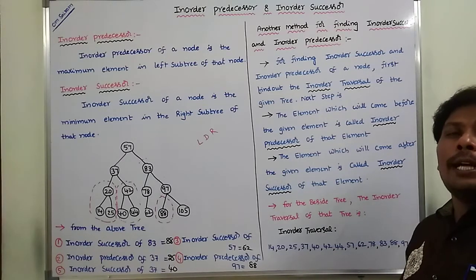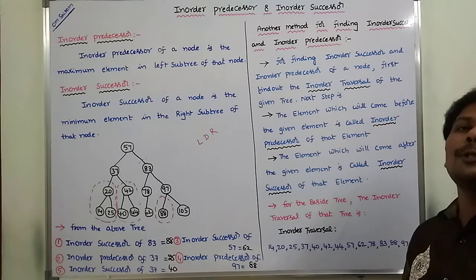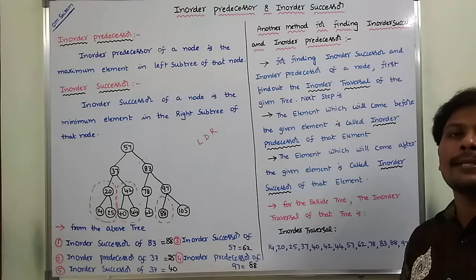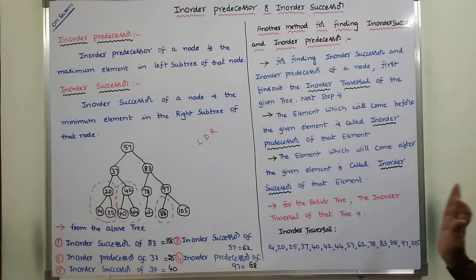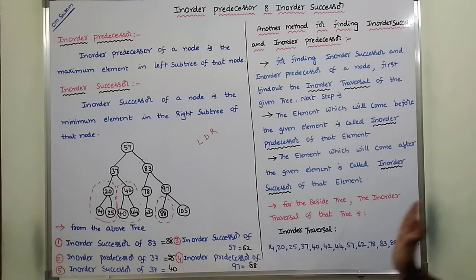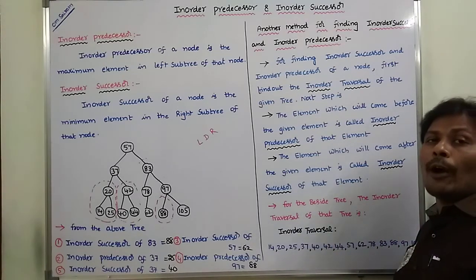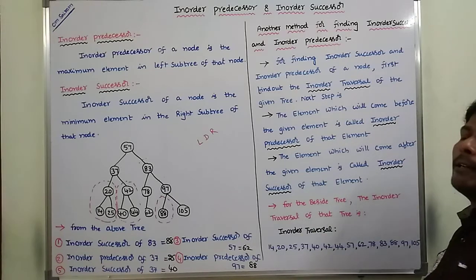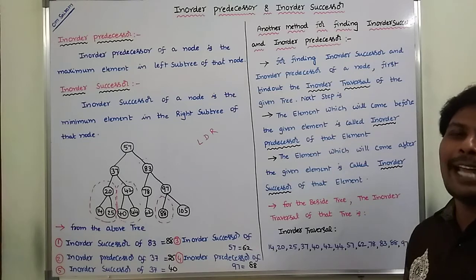After finding the inorder traversal for a given node, to find the inorder predecessor, go one step backward. For the inorder successor, go one step forward. This is the procedure we follow for finding the inorder predecessor and inorder successor of a node.